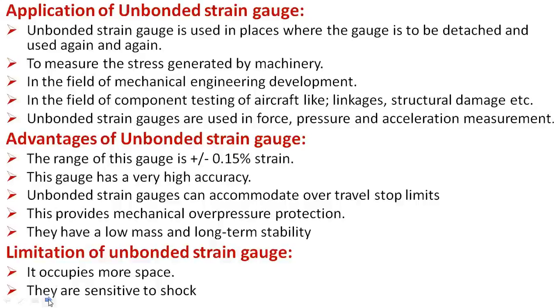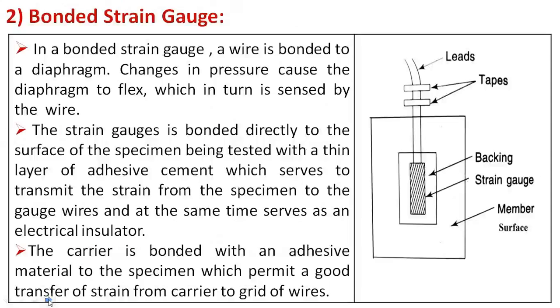And last one, limitations of the unbonded strain gauge. It occupies more space. They are sensitive to shock and vibrations. So these are the limitations of the unbonded strain gauge. Now the second type of strain gauge is the bonded strain gauge.